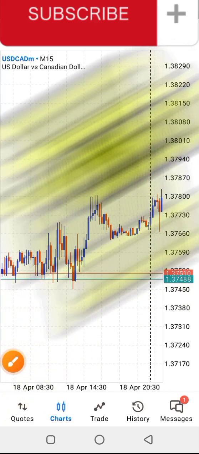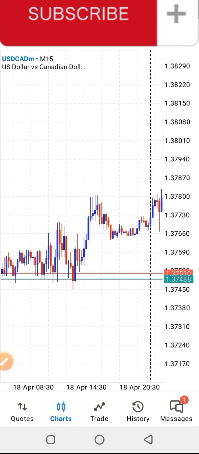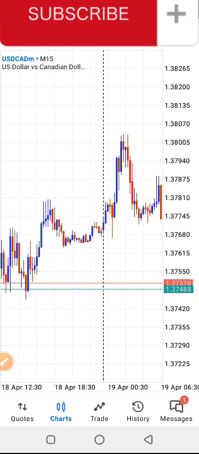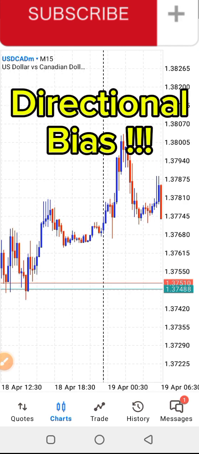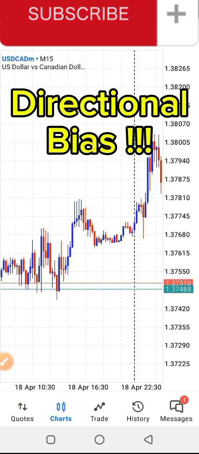Today I want to give you a pro tip that you can use when trading with Fibonacci retracement strategy. Okay, so this is a pro tip. Fibonacci retracement strategy is best used when you have a bias. Okay, take that from me. It is best used when you have a bias.